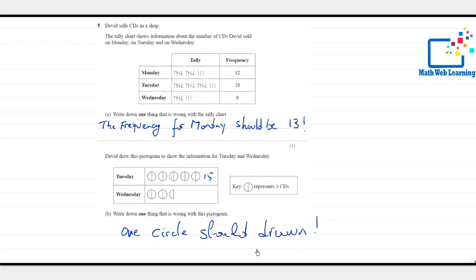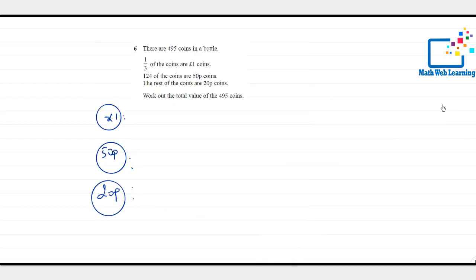All right, next question is question 6. Question number 6 is a question on money. We have a third of the coins in the bottle, and we have 495 coins. Some of them are £1, some of them are 50p, and some of them are 20p. But we know a third of the coins are £1. What's the total of the £1 coins? So we need to do 495 divided by 3.